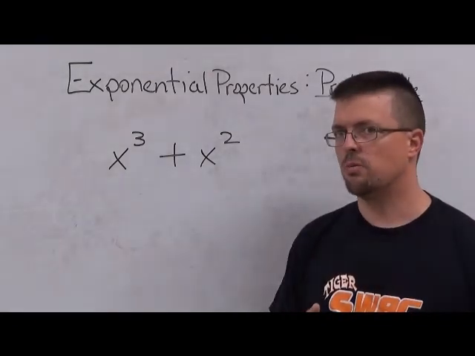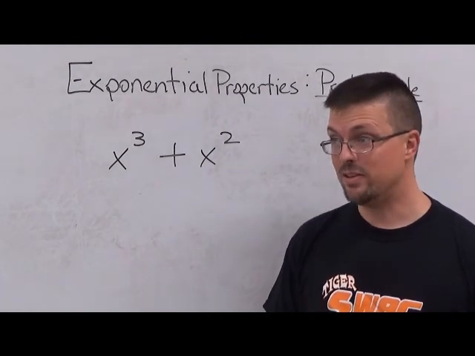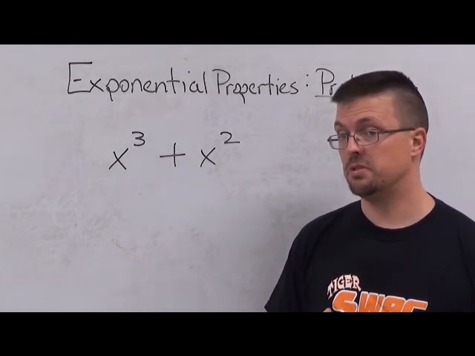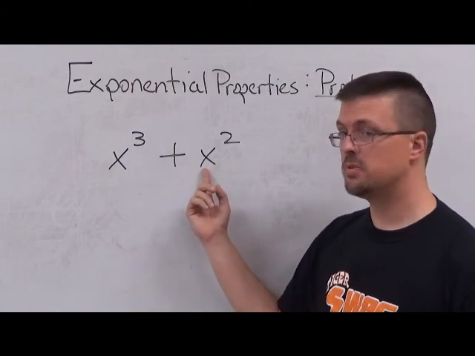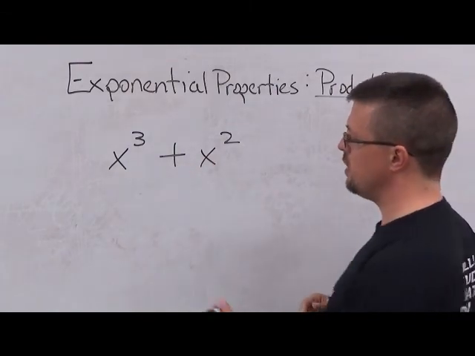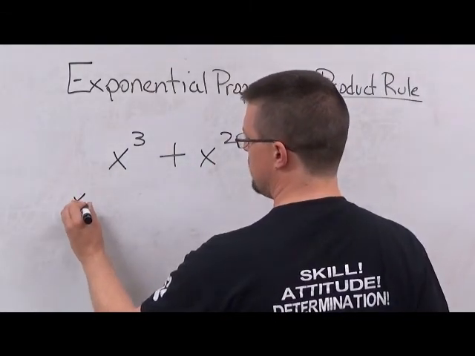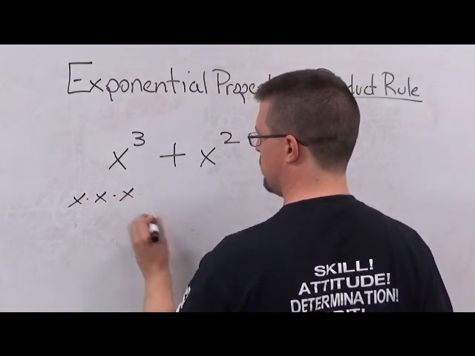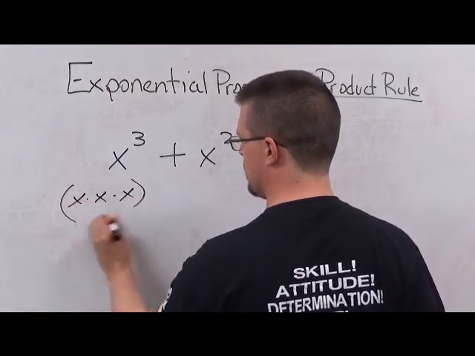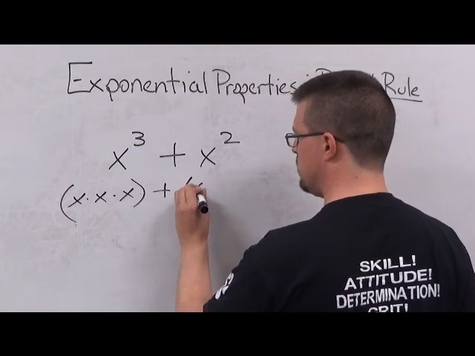Now this is what you've got to watch out for, because there are times you can't use the product rule. Remember, the product rule can only be used when we're multiplying two terms together. Well, look what we have in the middle here. We have an addition sign. So that means we're multiplying 3 x's together on one side and only 2 x's on the other side.